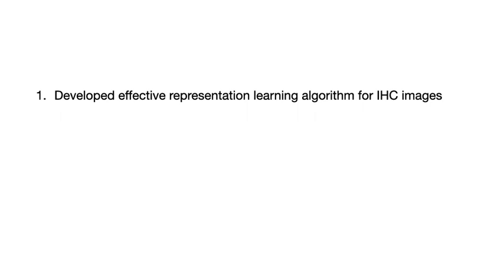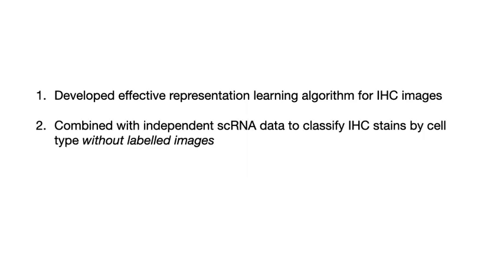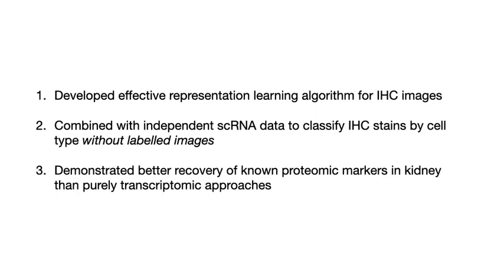In short, this work's contributions are threefold. We developed an effective representation learning algorithm for immunohistochemistry images. We combined this representation with an independent single-cell RNA dataset to learn a classifier of cell type specificity without requiring human annotation of images. And we demonstrate this approach better assigns known proteomic markers in kidney to their correct types as determined by human pathologists than approaches relying solely upon single-cell transcriptomics.